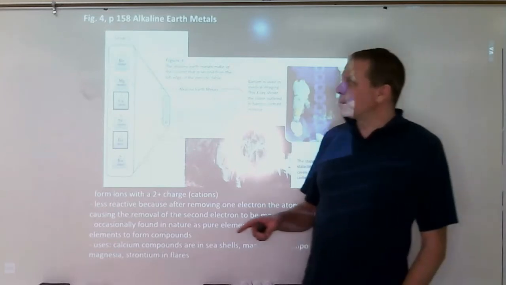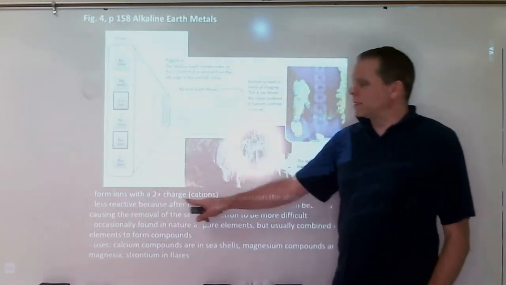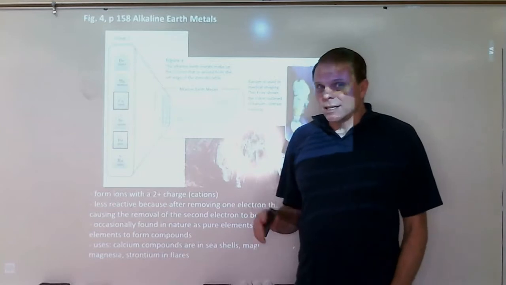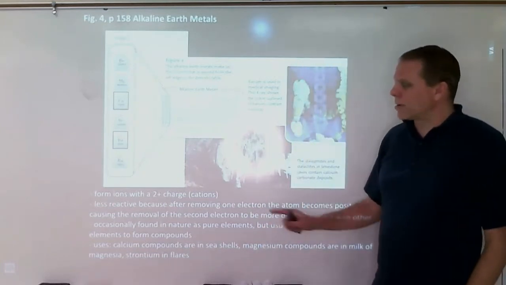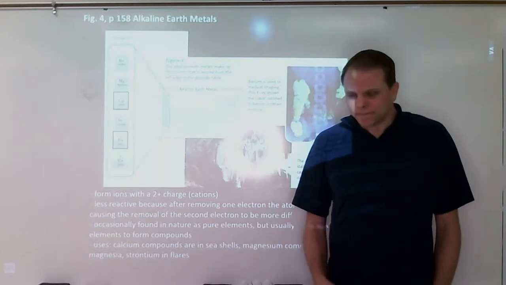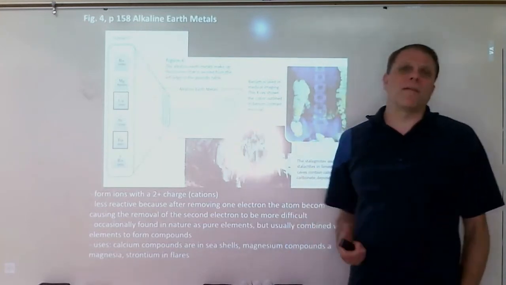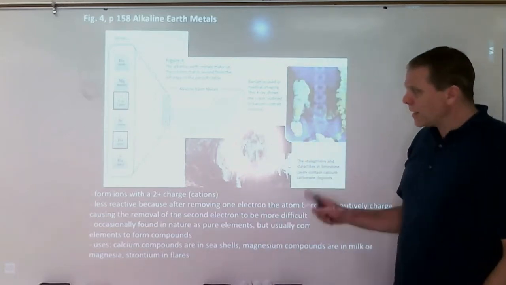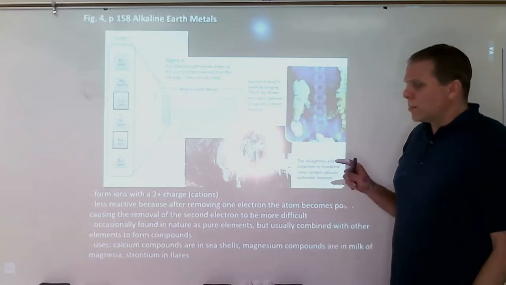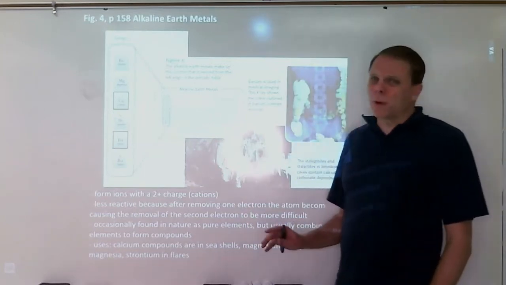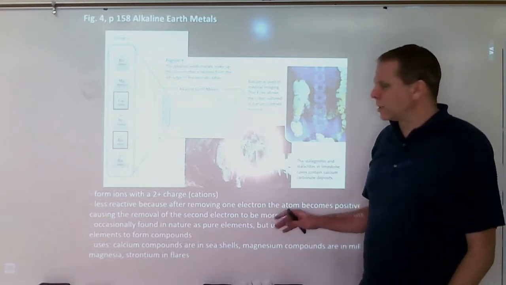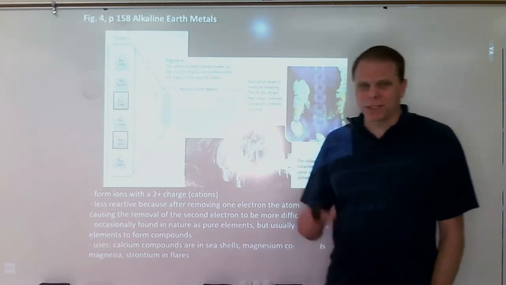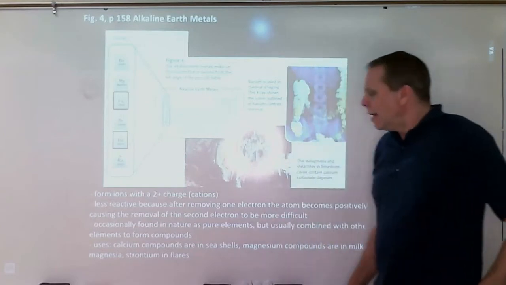Now the next one is the alkaline earth metals. Now that's group 2, so they are forming a 2+ charge when they form an ion because they have 2 valence electrons, and they are still reactive. They're not as reactive. One of the reasons they're not as reactive is because once they've given away one electron, then they're going to have a slightly positive charge, and so they're not going to want to give away the next electron as much. But they still do react pretty strongly and are forming mostly compounds. Rarely, but sometimes you will find them in nature in their elemental form. Okay, seashells, magnesium compounds, milk of magnesia, which is a drink for your stomach.